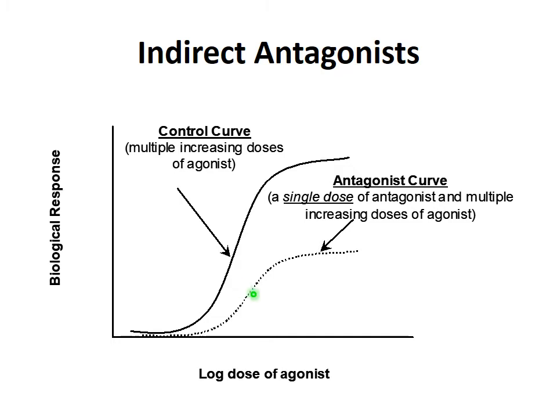Also, please make note, it also shifts the curve to the right. If you pick any point on the control curve and the antagonist curve, any point where they're going up, it should be shifted. The inhibition should shift it to the right, and that gives you a weaker response to the agonist. So anytime you have any antagonist at all, compared to an agonist, that antagonist should make that curve shift to the right.